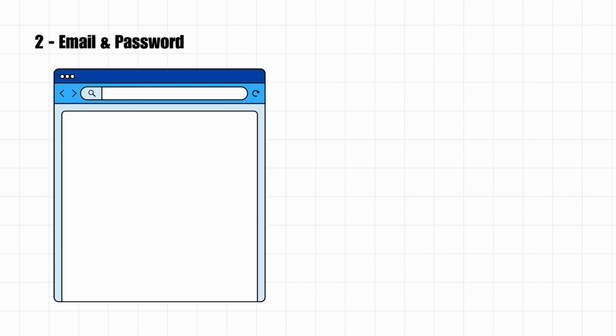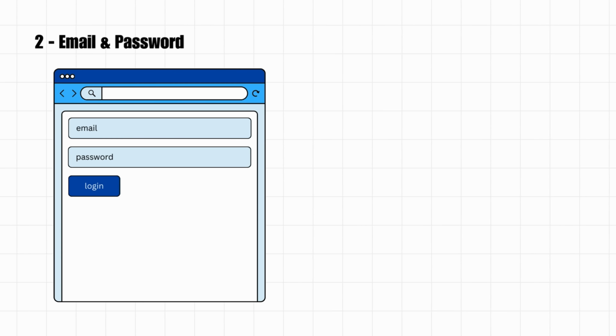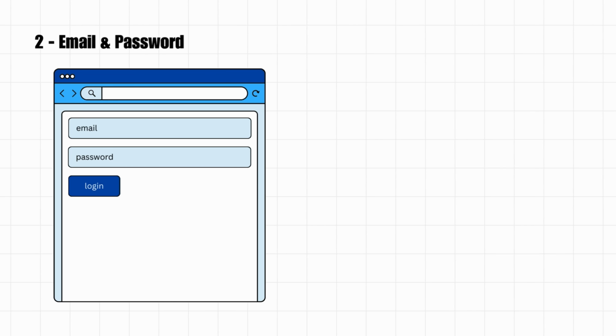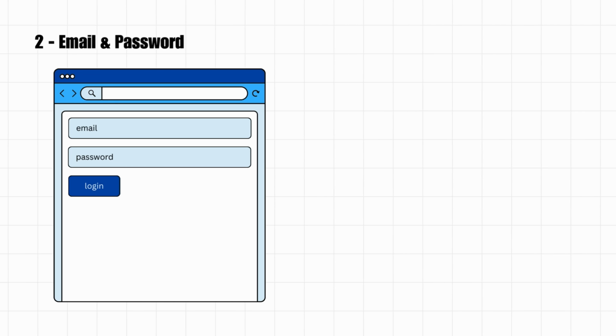Now the second one is email and password. Similar to username and password, but here we use email as the identifier instead of a username. The user logs in using email and password. The server verifies the credentials and grants access tokens.